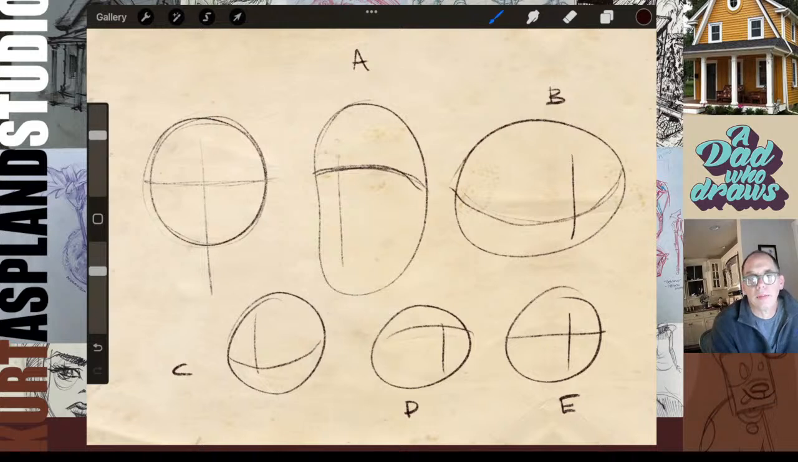So a lot of times when I'm drawing a head, the first thing I'm looking for is that relationship between the brow line and the ears. Because like in A, if he is looking up, the ears are going to be lower than the brow line. In B, the ears are going to be higher than the brow line. C is also going to be higher. D is going to be lower. And E is going to be almost exactly straight across.